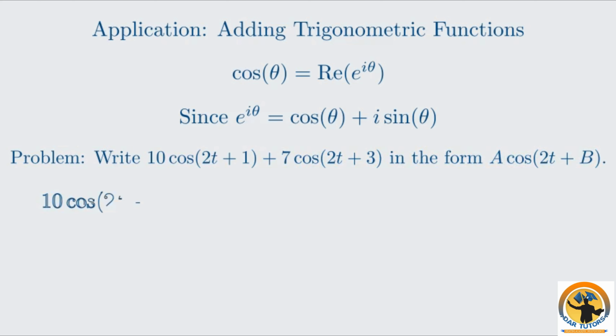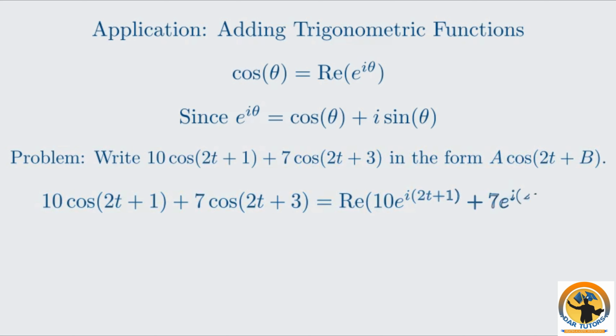The sum is the real part of 10e to the i(2t plus 1) plus 7e to the i(2t plus 3). Step 2. Simplify the expression inside the parenthesis by factoring out the common e to the i 2t term. This gives us e to the i 2t, multiplied by the sum of 2 constants, 10e to the i and 7e to the 3i. The second term is our phase-shifted component.